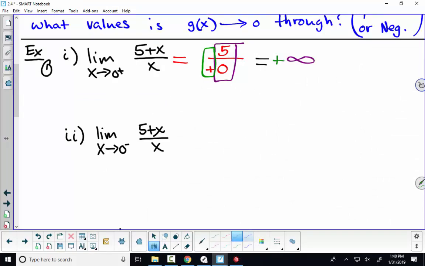So a very similar thing here for the limit as we approach 0 from the left. Again, the numerator is approaching 5. The denominator is approaching 0. And this time, we're approaching 0 from the left, or values that are negative. So we're approaching 0 through negative values, which means that this evaluates to negative infinity.